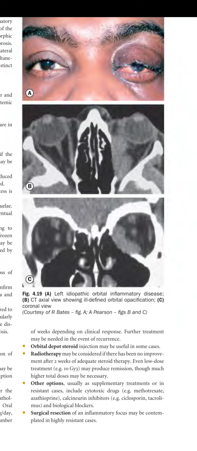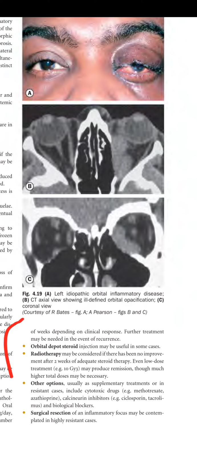Other options, usually as supplementary treatment or in resistant cases, include cytotoxic drugs, for example methotrexate, azathioprine, calcineurin inhibitors, cyclosporine, tacrolimus, and biological blockers. Surgical resection of an inflammatory focus may be contemplated in highly resistant cases.